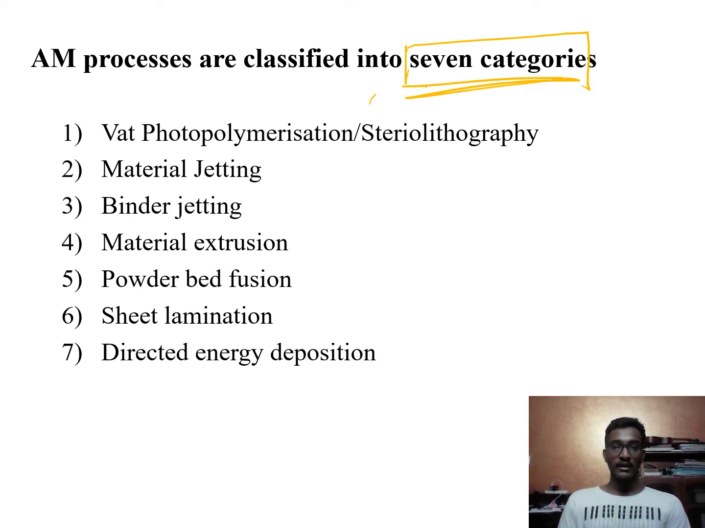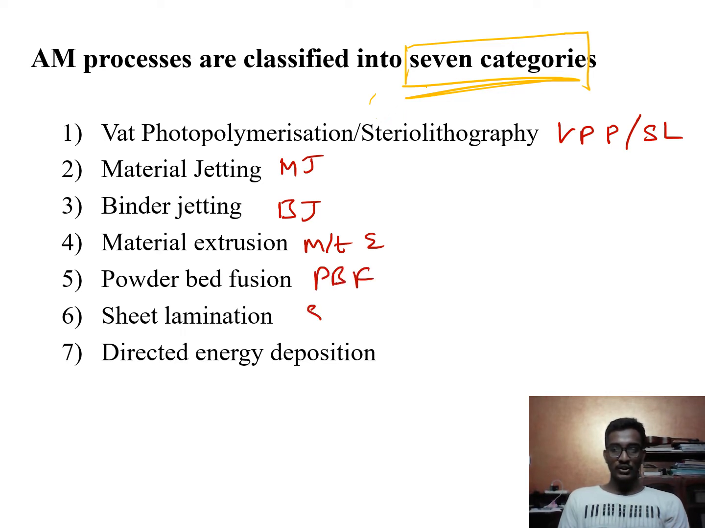So the first thing we call it as, let me write it down here, VPP. Or else we also call it as SL, so stereolithography or VAT photopolymerization. What is this? We will see in detail. The second is material jetting, the third is binder jetting, the fourth is material extrusion, and then powder bed fusion, sheet lamination, and directed energy deposition. These are the 7 things.